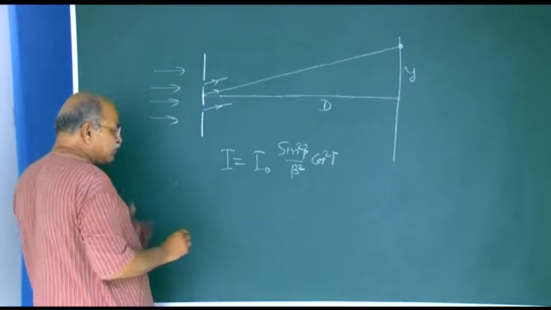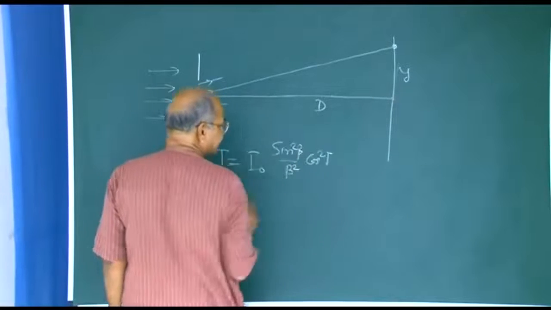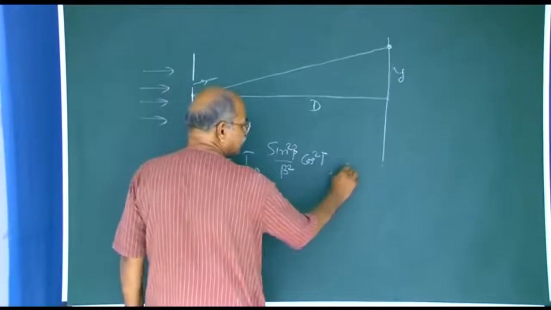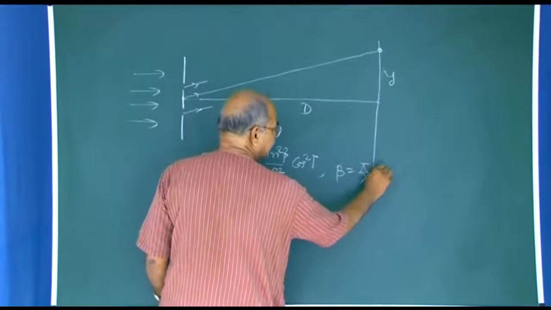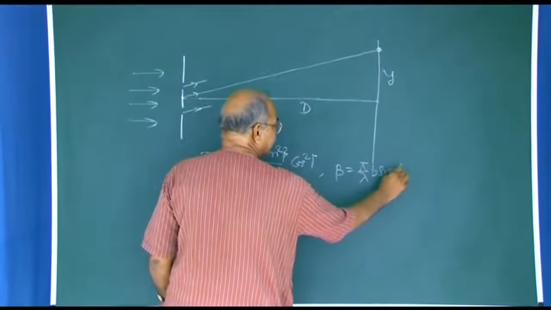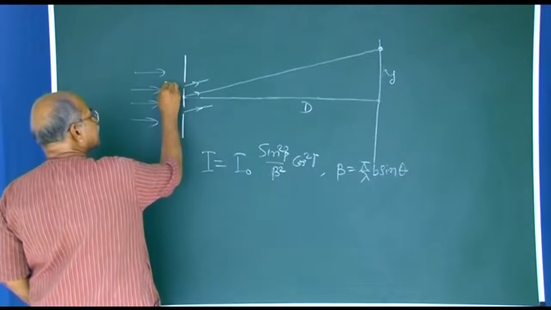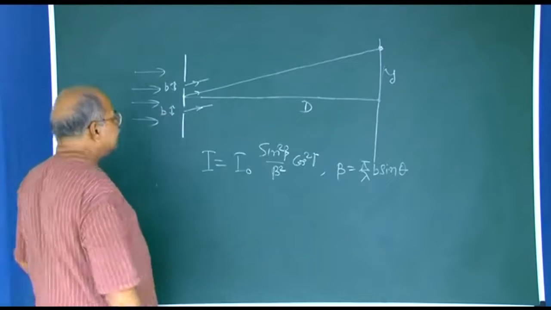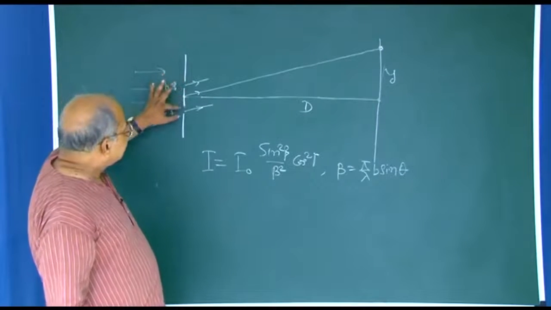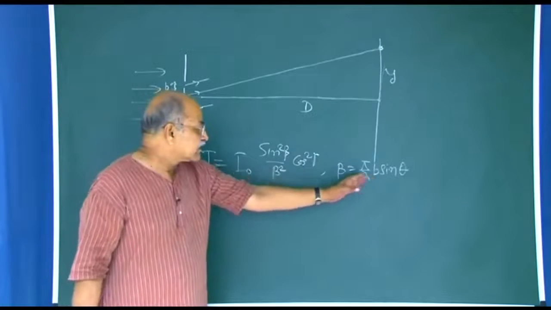I have already told you what this I0 is, the intensity at the central point. Beta, as I have already told you, is pi over lambda b sine theta, where b is the slit width. Assuming both the slits are of the same width, the width of any of these two slits is b, and from there you construct this beta.